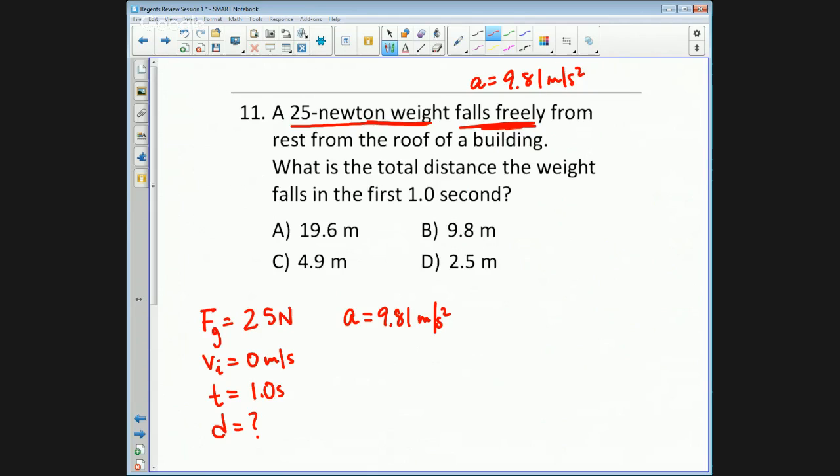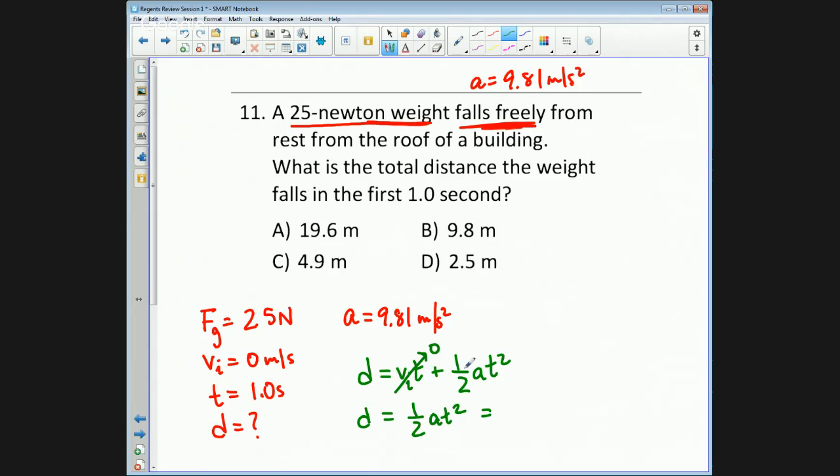At this point, I'm going to look at my reference table, and I'm going to look for a formula on the last page, because this is a mechanics question that involves acceleration, initial speed, time, and distance. And that would be this formula: d equals v_i t plus 1/2 a t squared. This formula has distance as my unknown, v initial, which would be 0. So that means this whole term is 0, and it simplifies to d equals 1/2 a t squared.